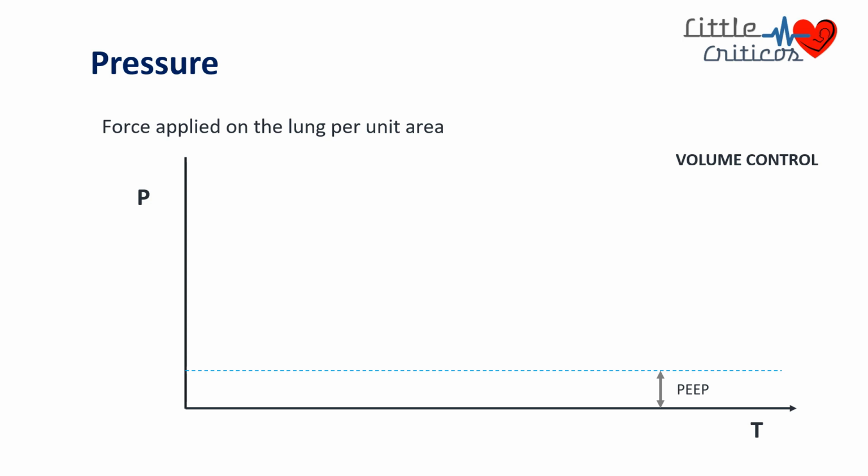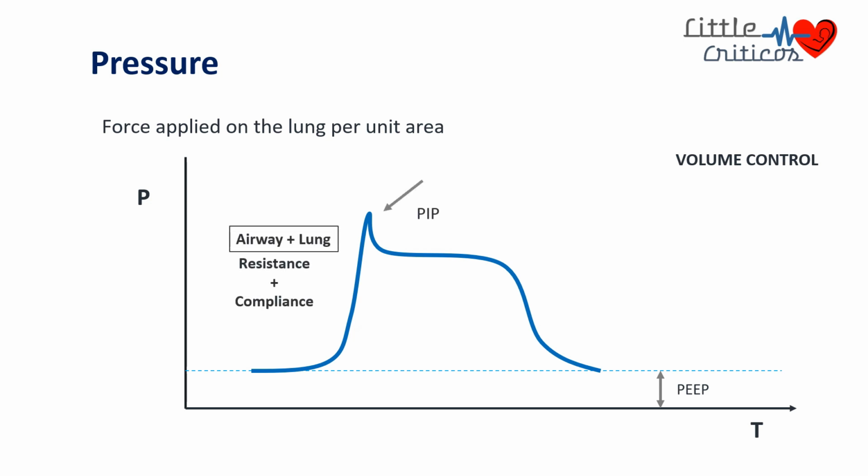This is slightly different in volume control mode of ventilation, where we get to see two distinct pressure levels. The peak inspiratory pressure occurs as a result of airway resistance and lung compliance. Once the airway resistance is overcome, it results in a plateau pressure reflecting lung compliance alone.